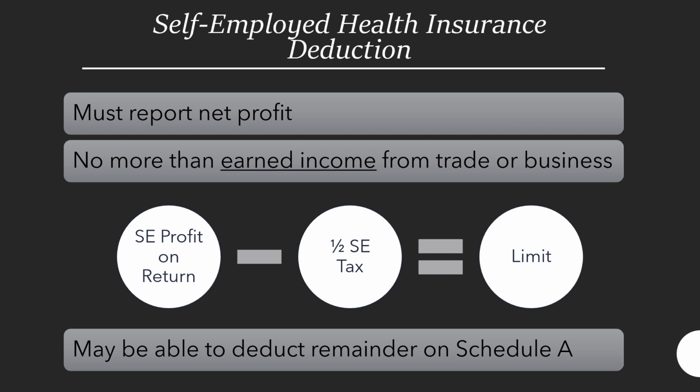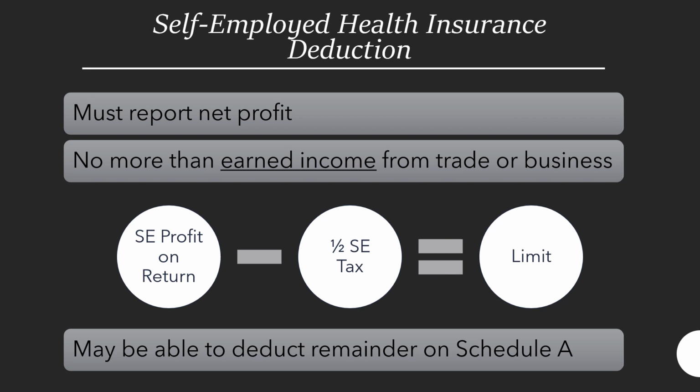So the way that we calculate the limit is the self-employment profit on the return, and then we subtract out half of the self-employment tax. Remember, that's the same amount that we took as an adjustment. And the difference there is the limit that the taxpayer is allowed to take of self-employed health insurance deduction.